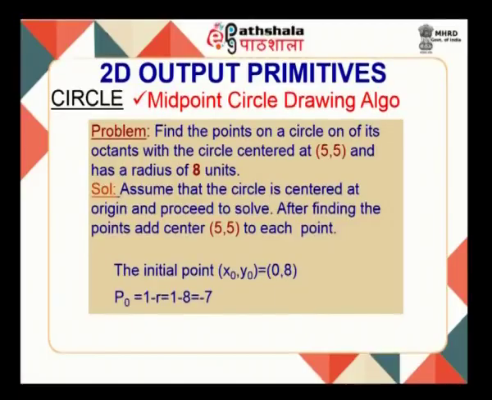So, that means using this center, whatever points you compute using the origin, you add to every point the (5, 5), because that is the actual center of the circle. So, to start with, first compute p0. p0 is 1 minus r, where r is 8. So, p0 is negative.